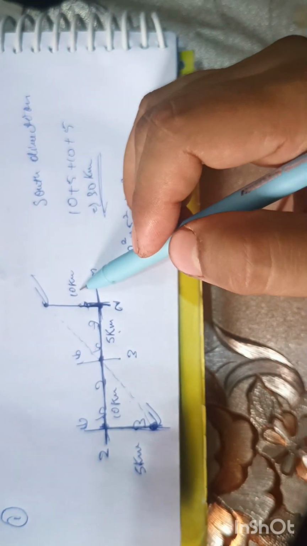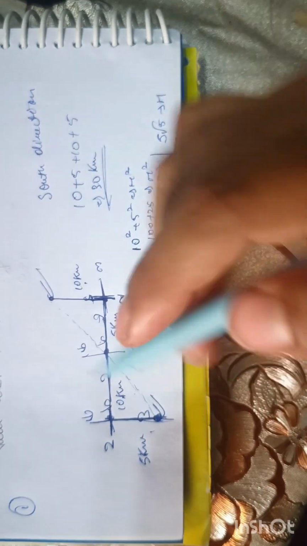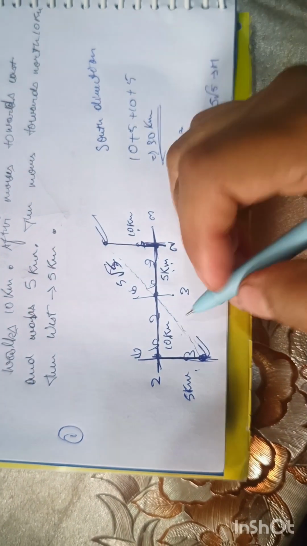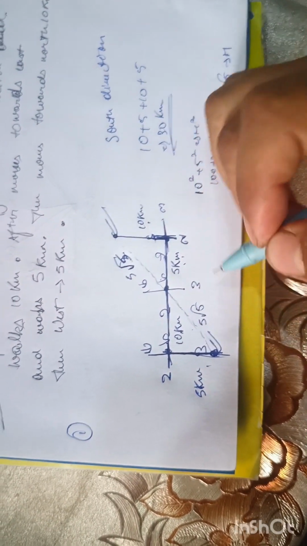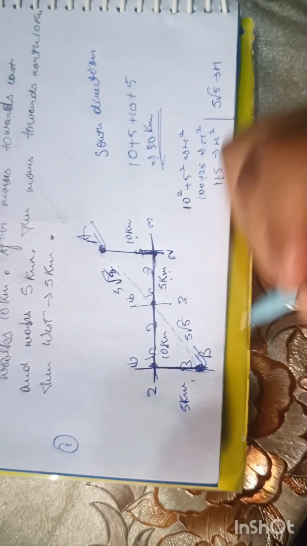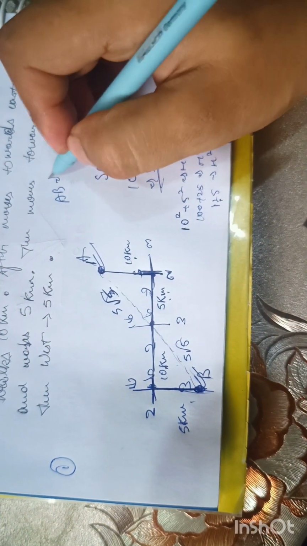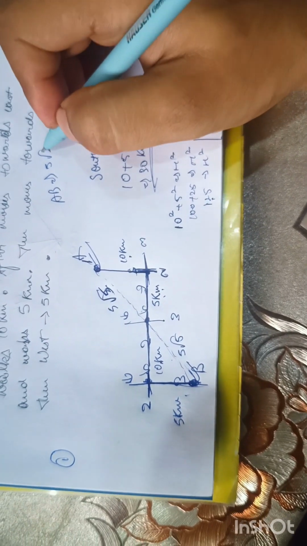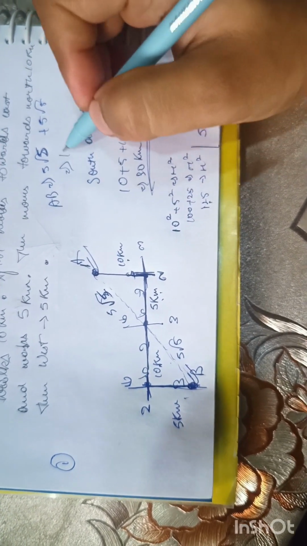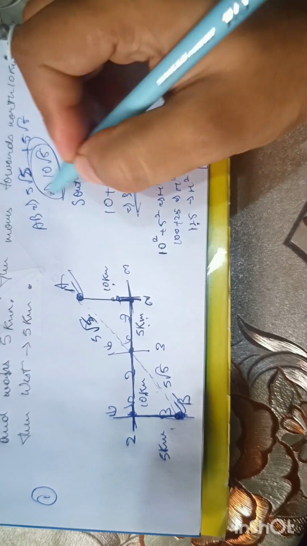So this is 5, 10, this is 5, and this is 10, this is 5. So this is 5 under root 5, and this is also 5 under root 5. So the shortest distance between A to B is 5 under root 5 plus 5 under root 5 equals 10 under root 5. Okay, shortest distance is this.